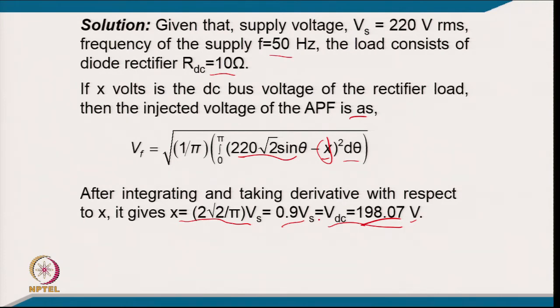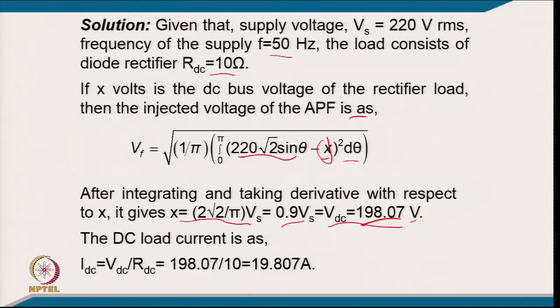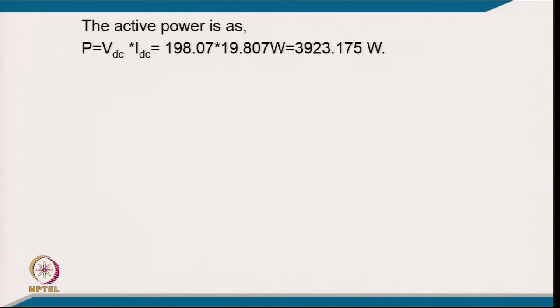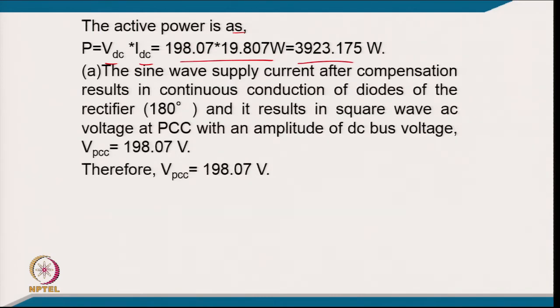Now once we got the x value, we can find out the load current. We know the VDC and we know the load resistance. So, we can get the load current 19.807 ampere, and the active power is now VDC IDC. So, we can get total active power is 3923.175 watt.